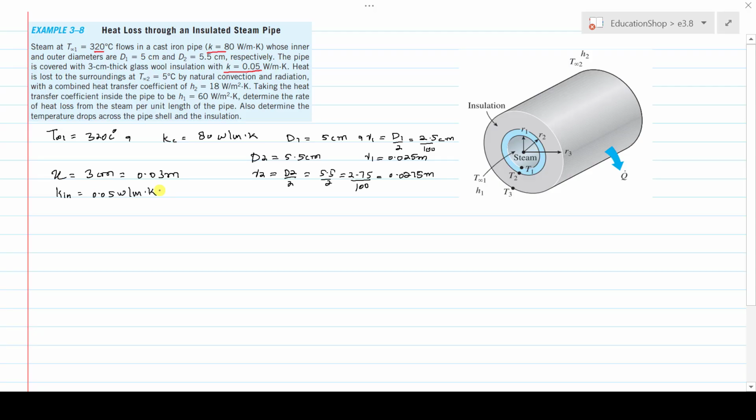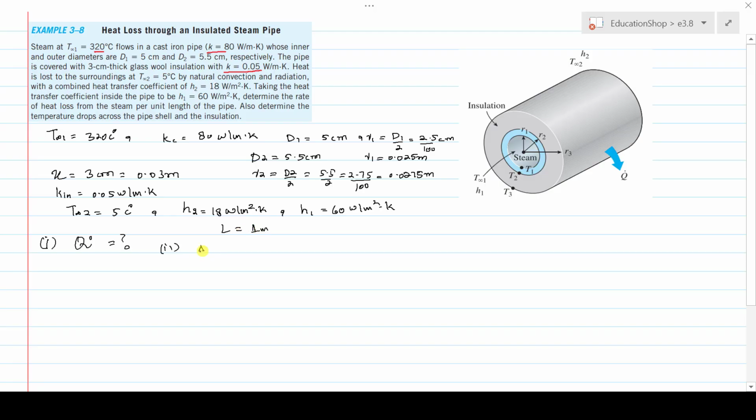Heat is lost to the surrounding at a temperature of 5 centigrade, that is, let's say, T infinity 2, and it is 5 centigrade. The outside heat transfer coefficient is H2, that is equal to 18 watt per meter square Kelvin, and the inside heat transfer coefficient is H1, that is 60 watt per meter square Kelvin. What we need to find is the heat loss per unit length of the steam pipe. That means the length of the pipe should be taken as 1 meter.